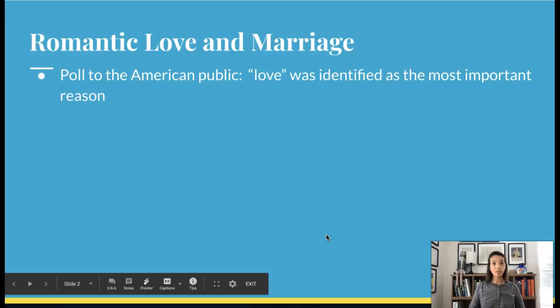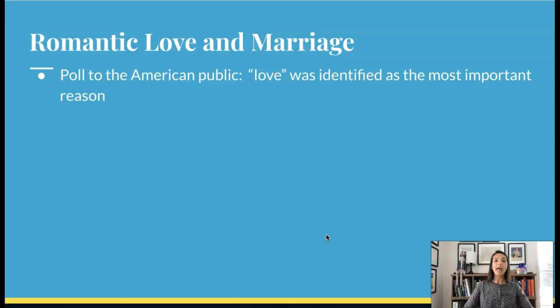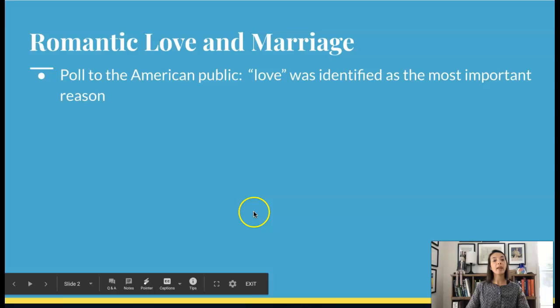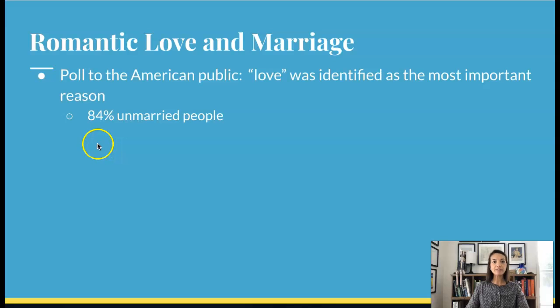Now, there was a poll that was given to the American public sometime in the 2010s, and one of the reasons for getting married that was identified by married people and also single people is love. They said that love was the most important reason for a couple to be married. So just to provide some statistics to that poll, 84% of unmarried people answered that this was the most important reason to be married, while 93% of married people answered that love was the most important reason to be married.